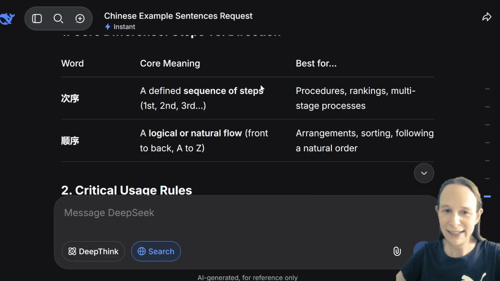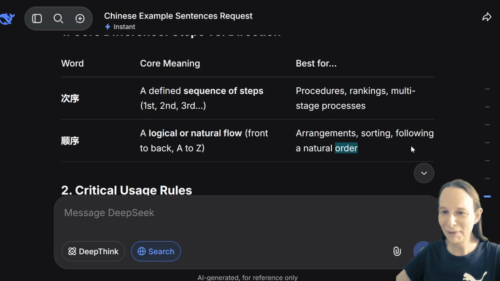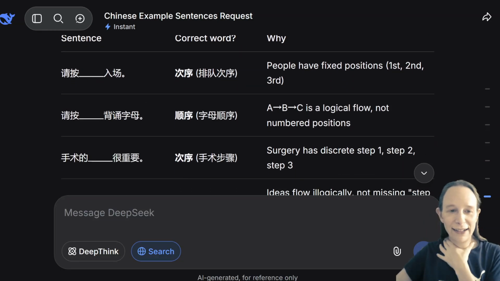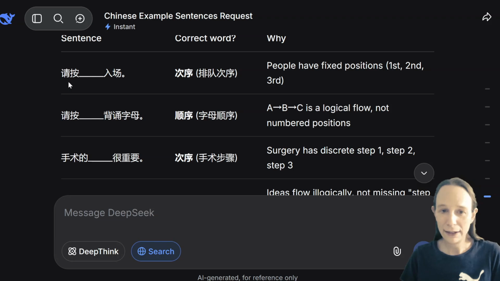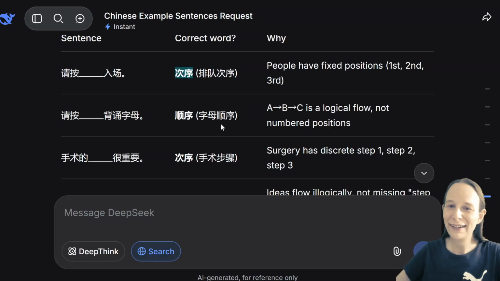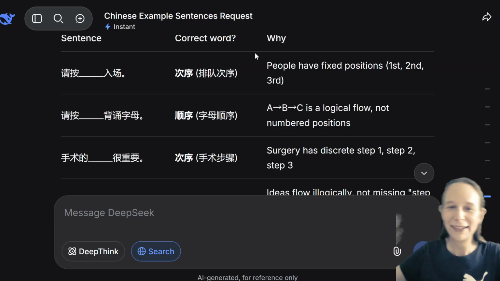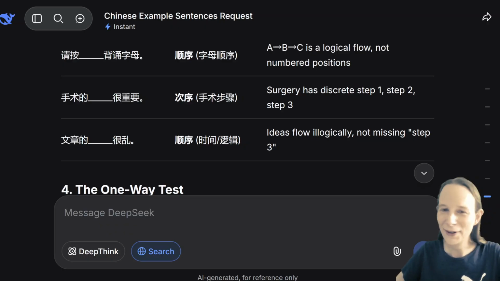次序 defines a sequence of steps, procedures. That's a good choice. And this one, 顺序, feels more mathematical to me. Front to back, A to Z, arrangements, sorting, flow in natural order. So, did I get homework? Oh, no. Okay. 请按次序入场，请按字母顺序背诵. Oh, okay. Now I'm even more confused. So 顺序, oh, I don't know the difference. I made a mistake asking. I'd rather not know the difference.